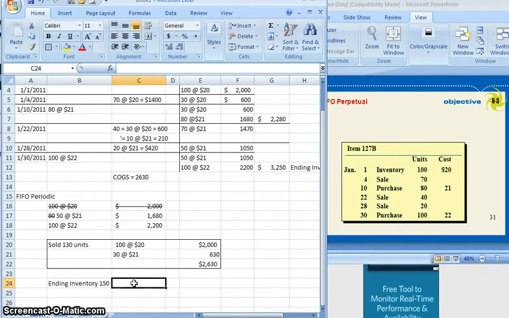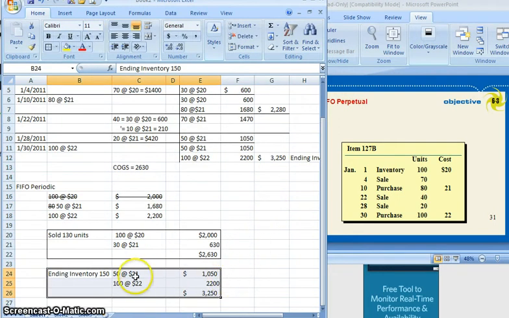Those are the ones basically still sitting on our shelves, and our ending inventory is comprised of 50 at $21 and 100 at $22. I just expanded these out. 50 at $21 is $1,050, and 100 at $22 is $2,200, the ones still sitting in our inventory. So our ending inventory is $3,250.